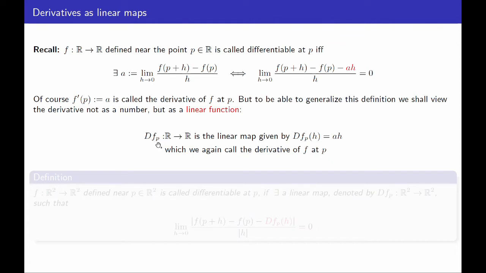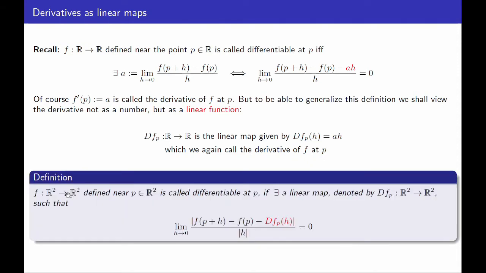Now, the advantage of introducing this linear function definition of the derivative is that now we can readily generalize the definition of differentiability to higher dimensions. But we are going to look at the case of functions from R2 to R2. So, if we have a function f that maps R2 to itself, which is defined near the point P, then it is called differentiable at the point P if there exists a linear map, which we will denote by df of P, which takes R2 to itself, such that the following limit is equal to 0.